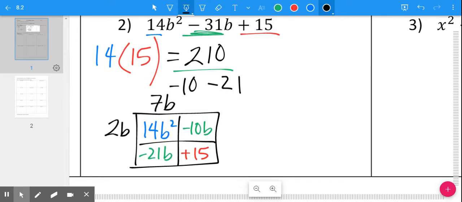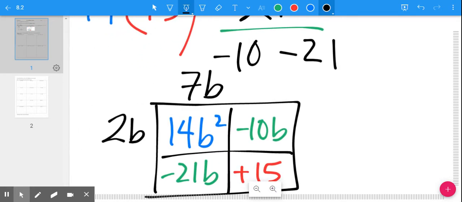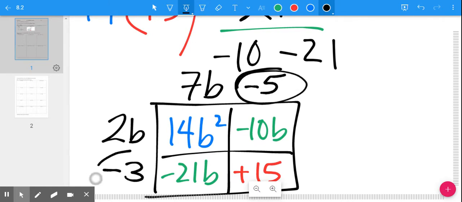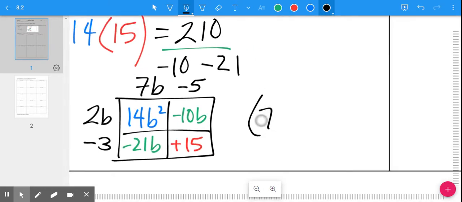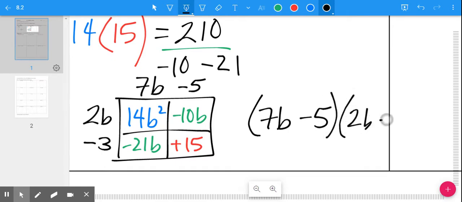So now how do you make a 2b into a 10b? If you multiply it by negative 5. And how do you make a 7b into a negative 21b? And that's if you multiply it by 3. Negative 5 times negative 3 makes positive 15. So we've set it up correctly. So now we can write our binomials. We have 7b minus 5 and 2b minus 3.